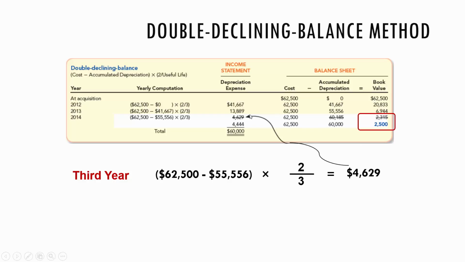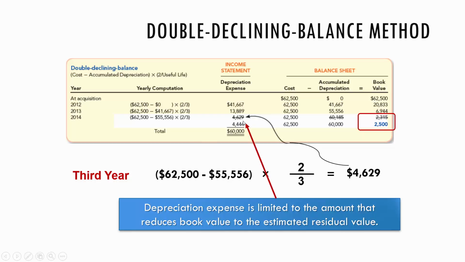So what you see happening here is they're going back in what I'm calling fudging the numbers. So in the last accounting period, they're going to have to change this 4629 to 4444. And with 4444, it is 60,000. And if 60,000 is the total depreciation taken, it's the total amount in accumulated depreciation. And these two will net to the 2,500. So with double declining, you're going to have to go in, and the last time period may be required to make an adjustment so that you end up with the proper book value. Book value should be residual.